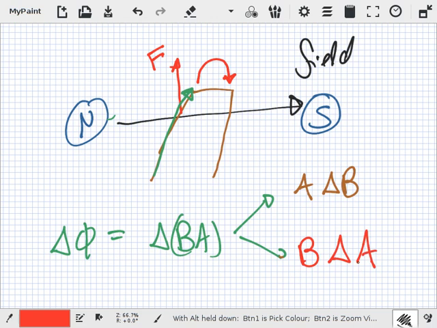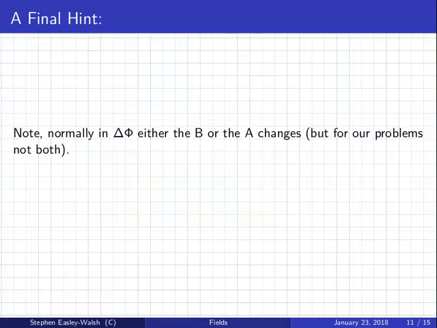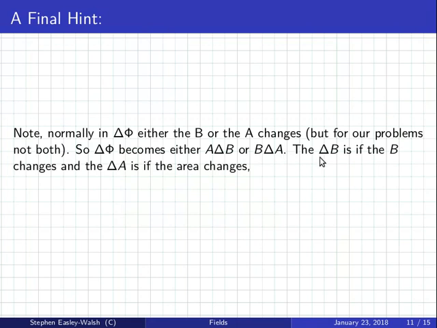They never give you a question where both change. That's just too hard. So it's either going to be A delta B or B delta A. One or the other. The delta B is if the B changes, and the delta A is if the area changes, usually a swept out area, which I need to explain. I'll draw that in a moment.